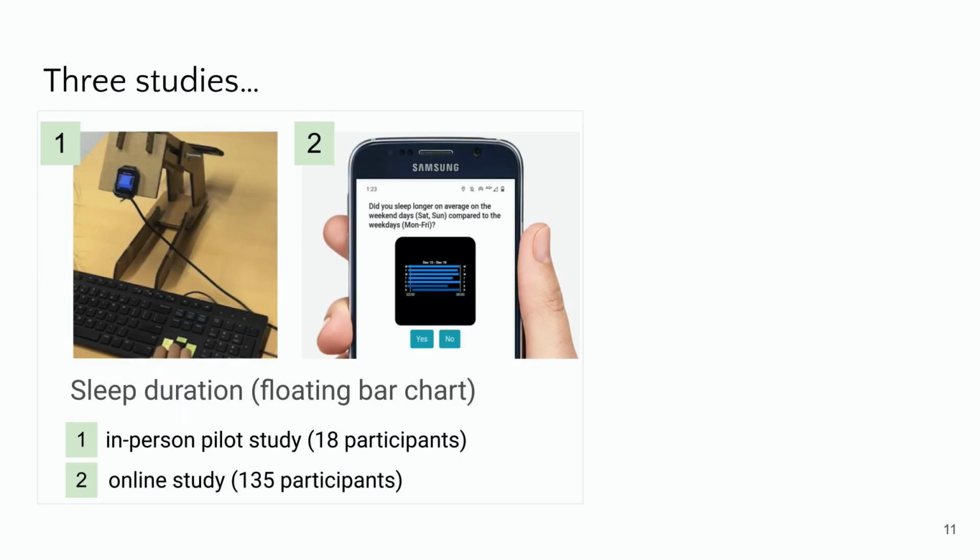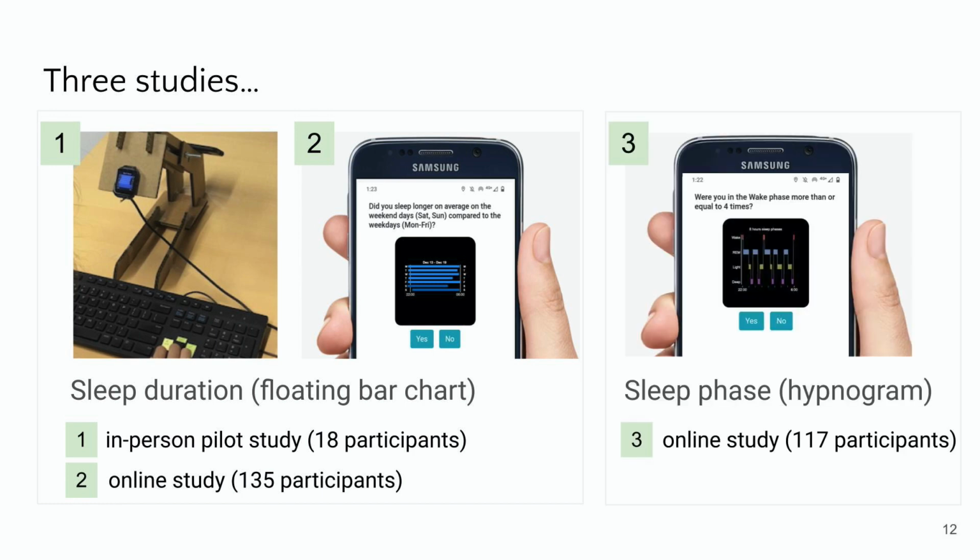In total, we conducted 3 experiments. We looked at weekly sleep duration first, using the most preferred visualization, the floating bars. We compared these visualizations for different form factors in an in-person study as well as an online study with the same stimuli to see if results were consistent. Then we tested nightly sleep phase data using hypnogram visualization for different form factors as an online study.